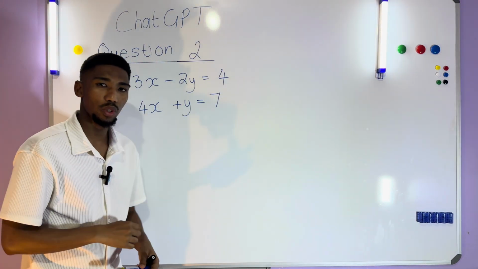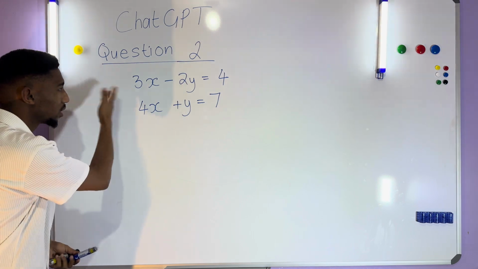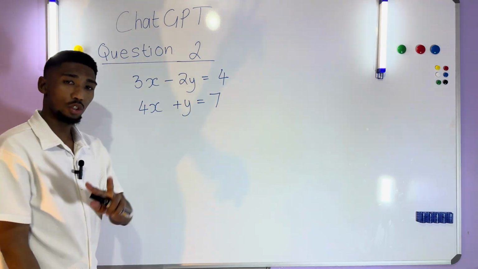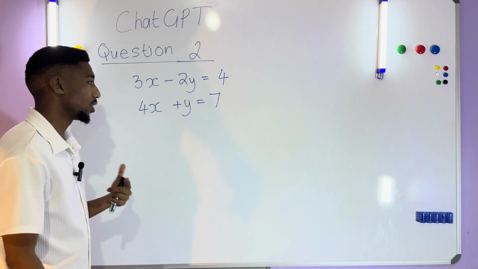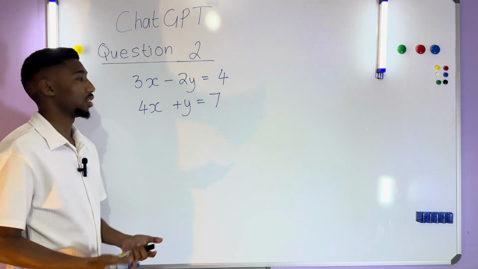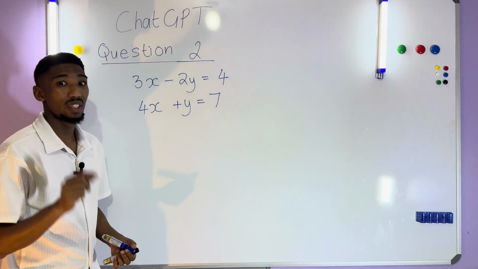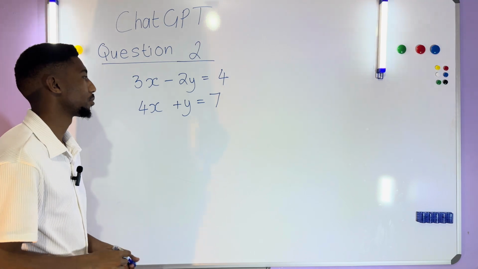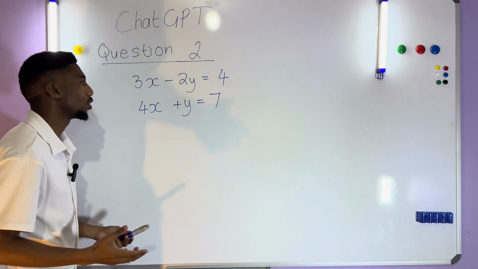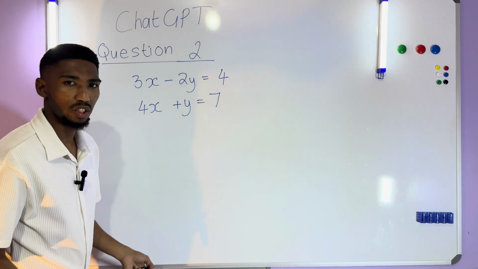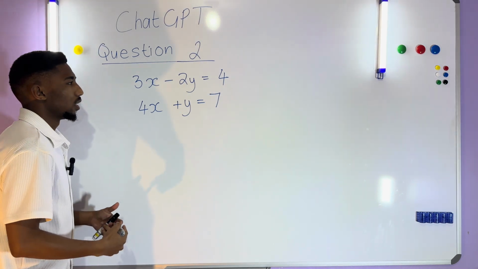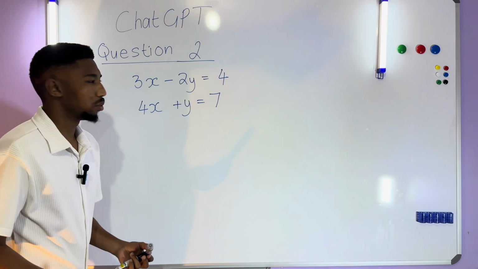In our second question, it seems as if we have two equations. There are two ways you can solve this. You can solve this via elimination, or you could solve this via substitution. Over here, we are going to use the elimination method, as it is a much simpler way over here.